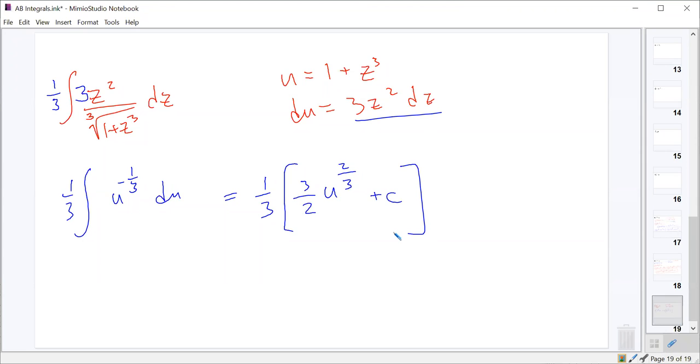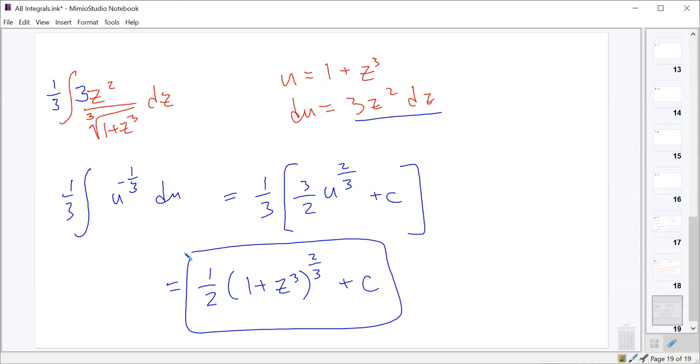And then you just simplify that out. 1/3 of 3/2 is a half. So 1/2 of our u value, 1 plus z cubed to the 2/3 power plus your constant. Does that make sense, John? Yeah, thank you. Yep, no problem.